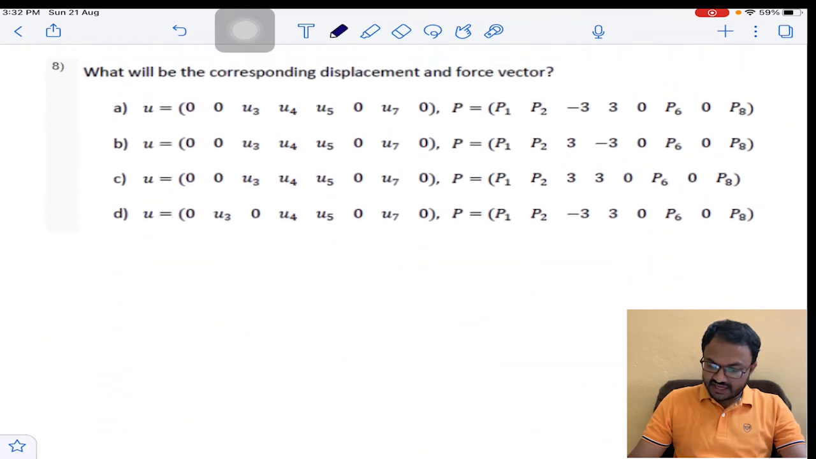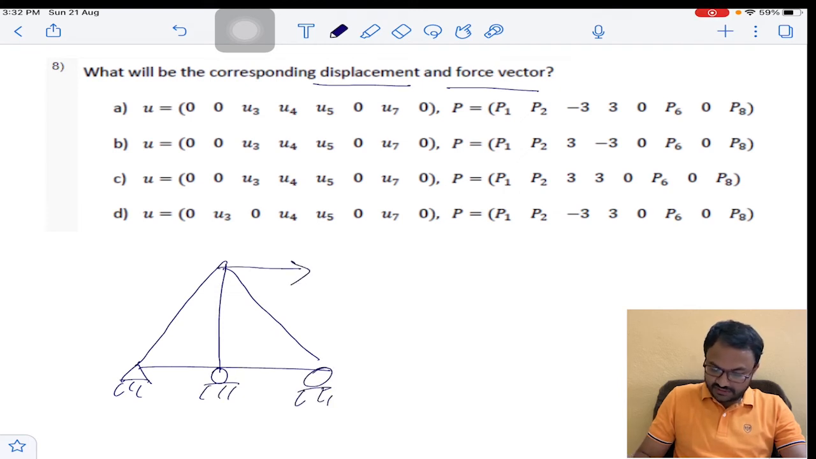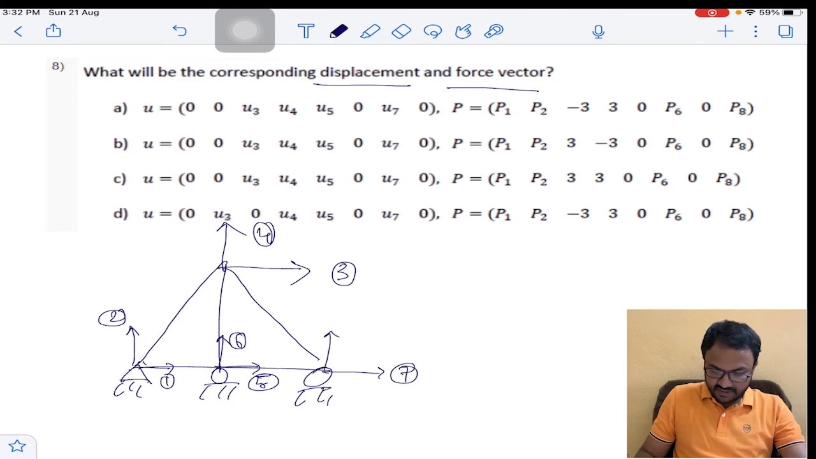And coming to question number 8, he asked us to calculate the displacement matrix and force vector. This is the diagram given. There is a hinged support, there is a roller support, and there is again a roller support. So here it is 3 and 4, then 1 and 2, then 5 and 6, and 7 and 8. Clear? Okay. So now this is A, B, C, and D.